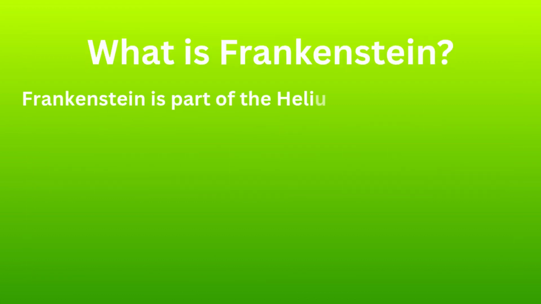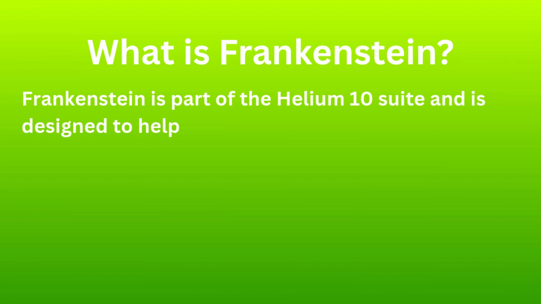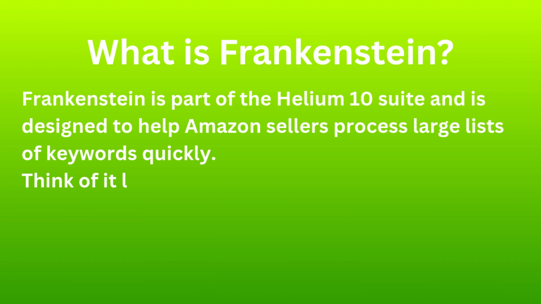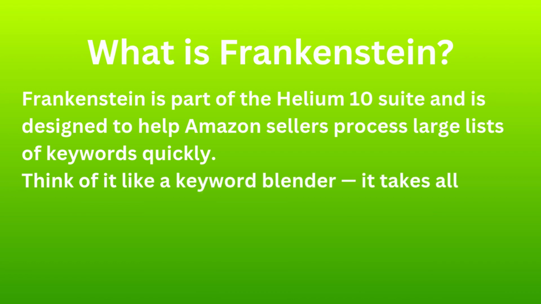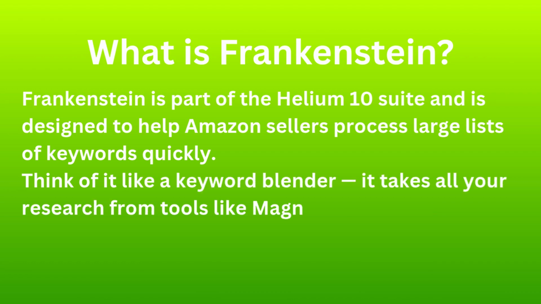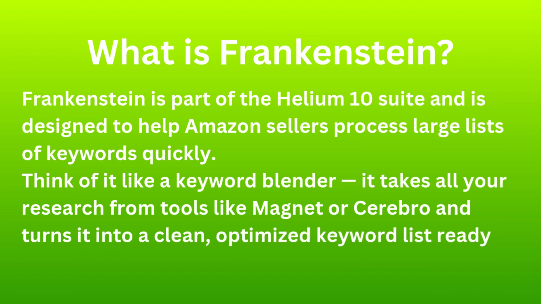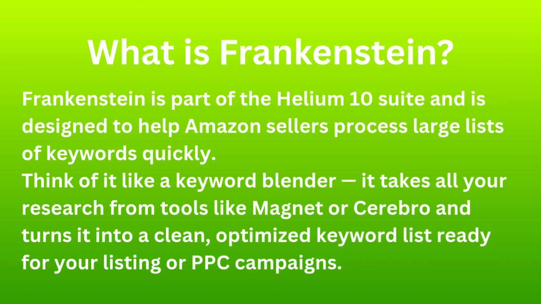Frankenstein is part of the Helium 10 suite and is designed to help Amazon sellers process large lists of keywords quickly. Think of it like a keyword blender. It takes all your research from tools like Magnet or Cerebro and turns it into a clean, optimized keyword list ready for your listing or PPC campaigns.